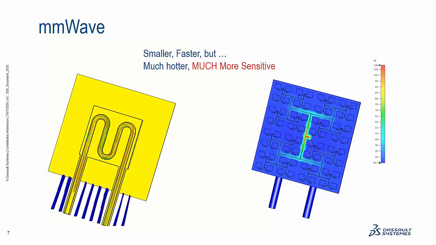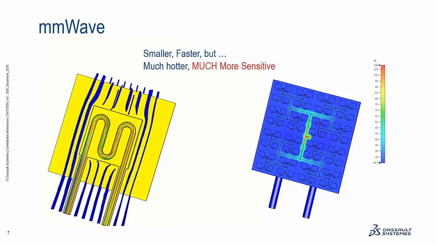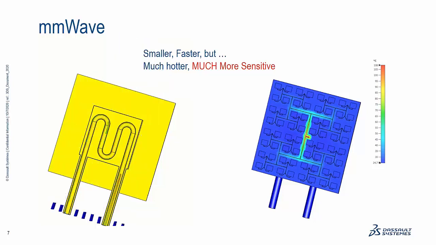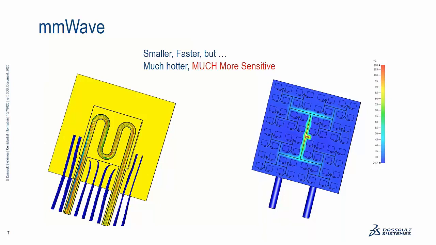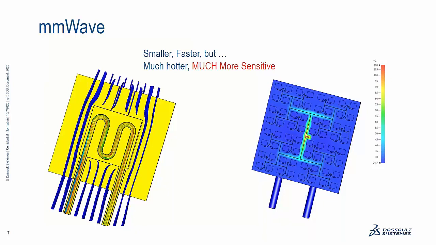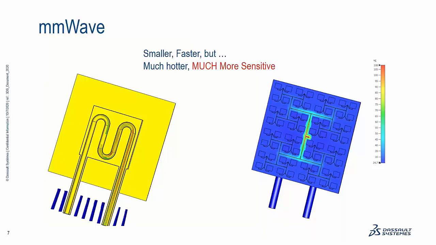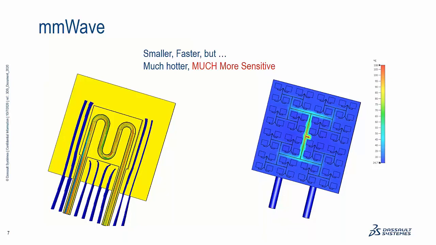And especially in millimeter wave in the 5G domain, the size of the devices is shrinking. For example, the base station and antenna array are shrinking dramatically because of the higher frequency. And they're much faster, but much hotter, and much more sensitive to heating. Sometimes you would have to use things like liquid cooling to maintain the temperature to an acceptable degree.